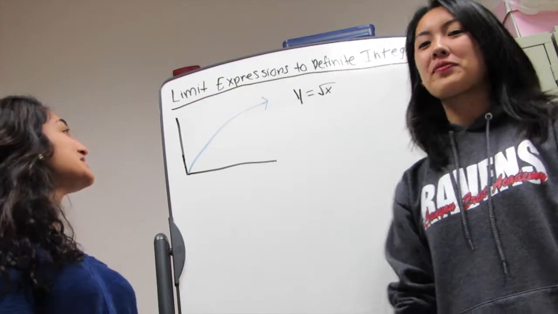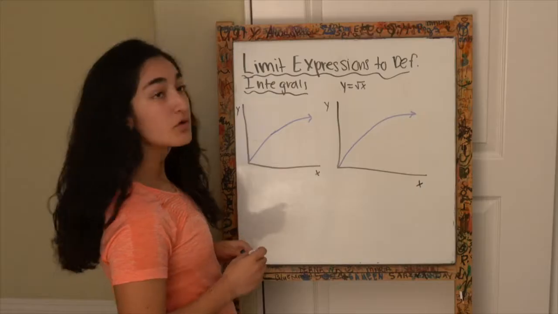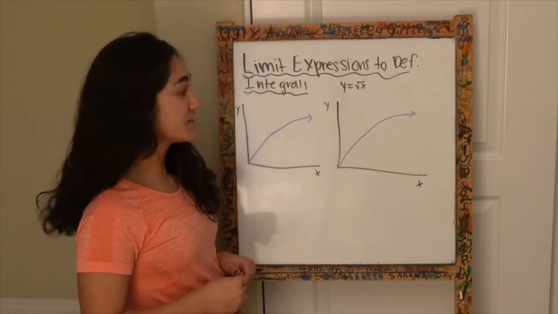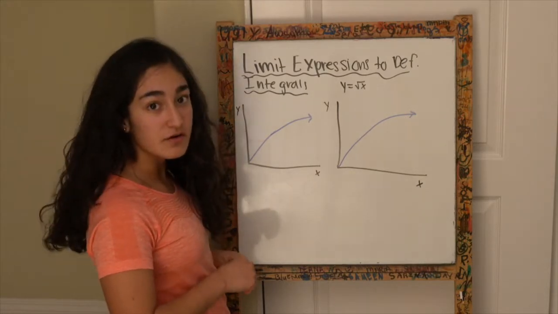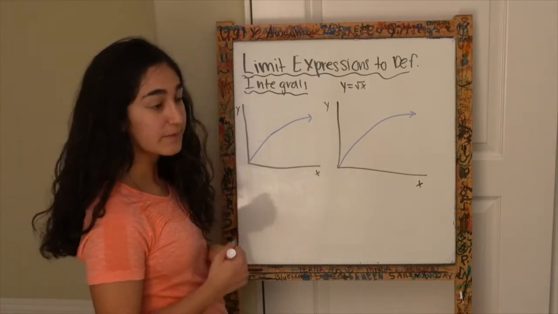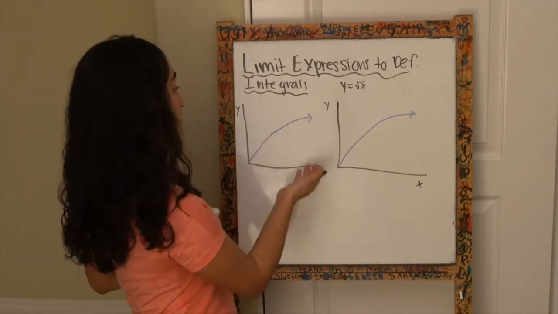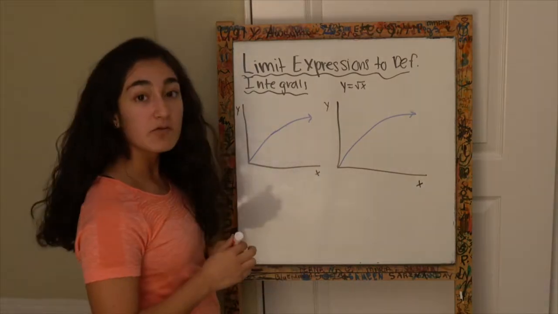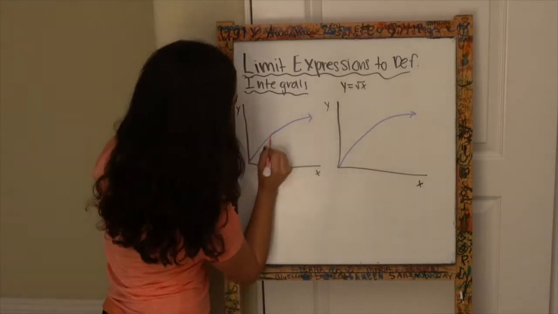And today we will be teaching you how to write the definite integrals from limit expressions. We can change limit expressions to definite integrals by observing the area under the curve of functions using rectangles. So let's say we have our function y equals square root of x, and we want to find the area under the curve using, let's say, 4 rectangles.